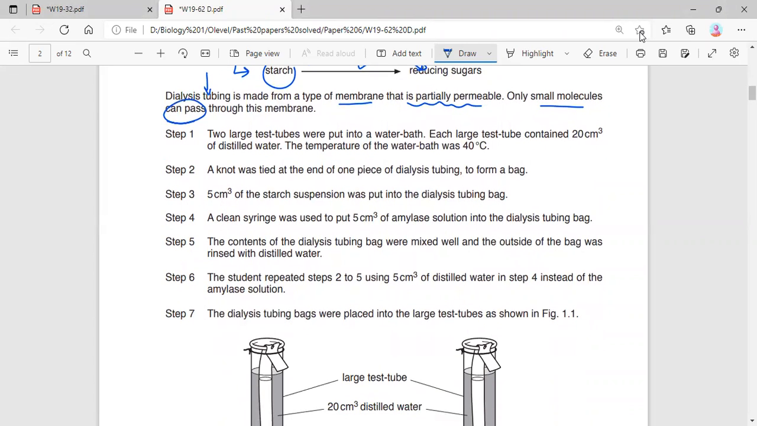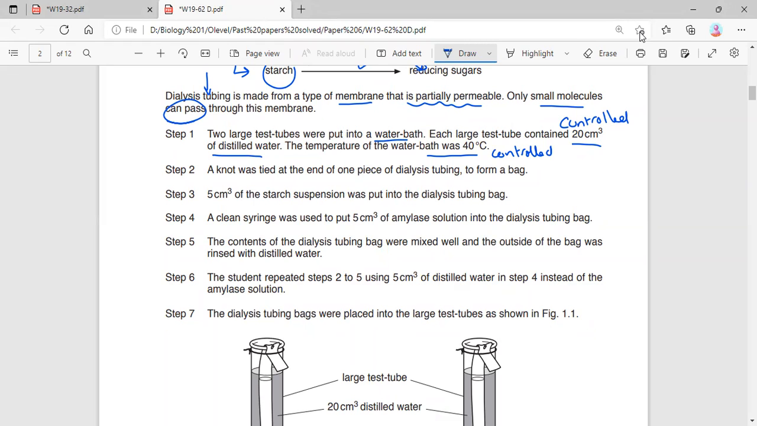Okay. 2 large test tubes were put in a water bath. Each large test tube contained 20 cubic centimeters of distilled water, and the temperature of the water bath was 40 degrees. Since you put the same volume of water in the 2 test tubes and you put both test tubes in the same temperature, I can say that these are controlled variables. This is a controlled variable. This is also a controlled variable.